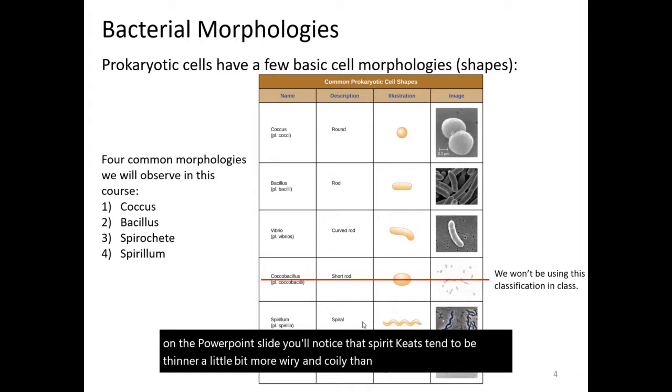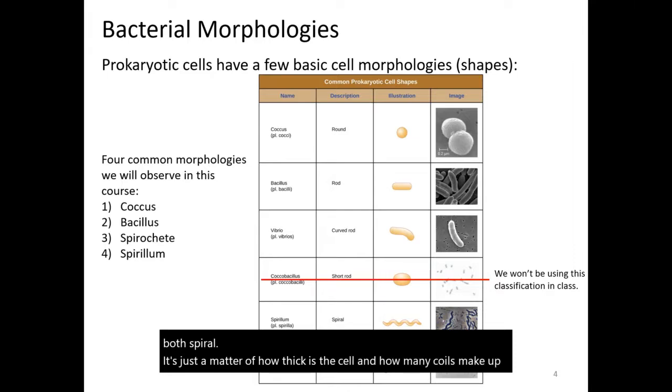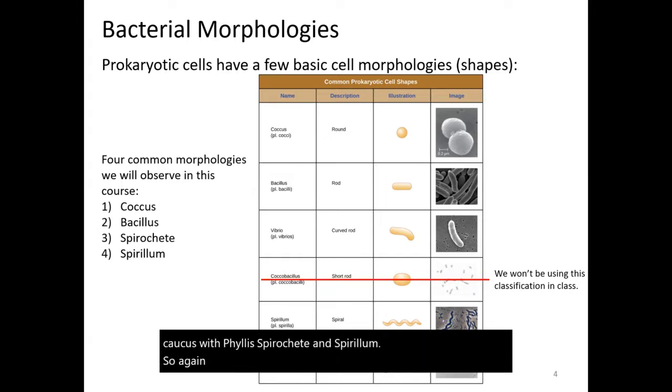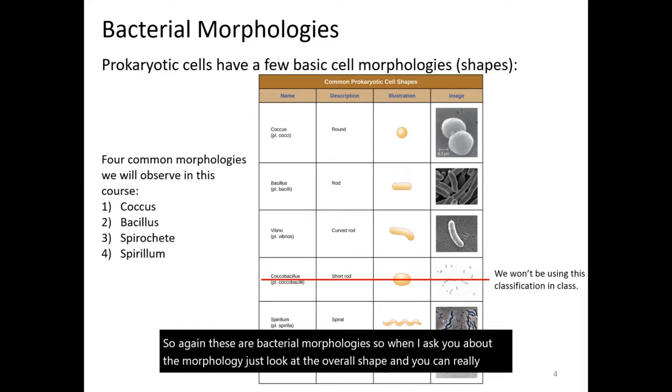Okay, so they're both spiral. It's just a matter of how thick is the cell and how many coils make up that spiral. So the four we're mainly going to talk about in class: coccus, bacillus, spirochete, and spirillum. So again, these are bacterial morphologies. So when I ask you about the morphology, just look at the overall shape. And you can really do this by just looking at a single cell.